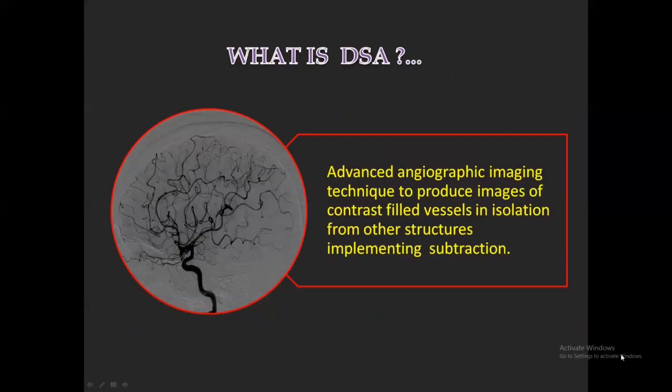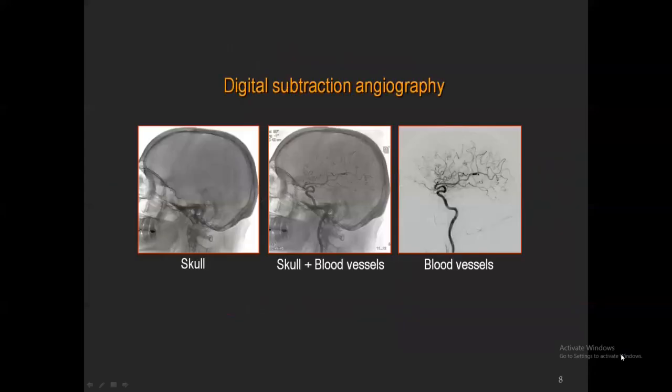What is DSA? It is an advanced angiographic technique to produce images of blood vessels in isolation from other structures like bones or overlying tissues. So we will get only the pictures of blood vessels and all other things are getting subtracted.